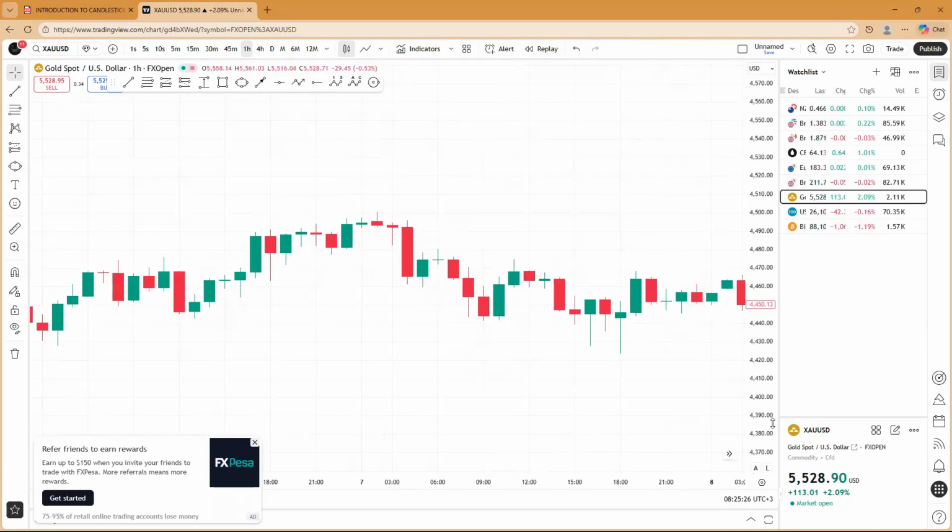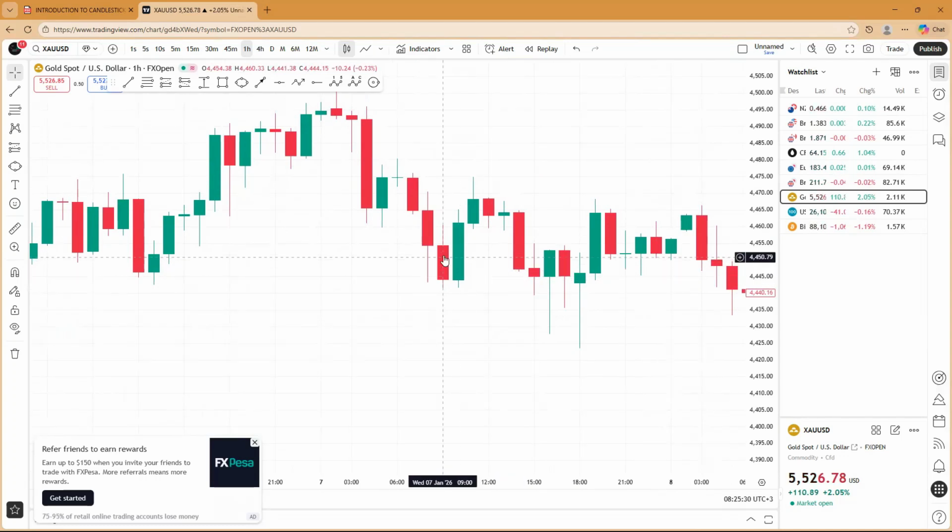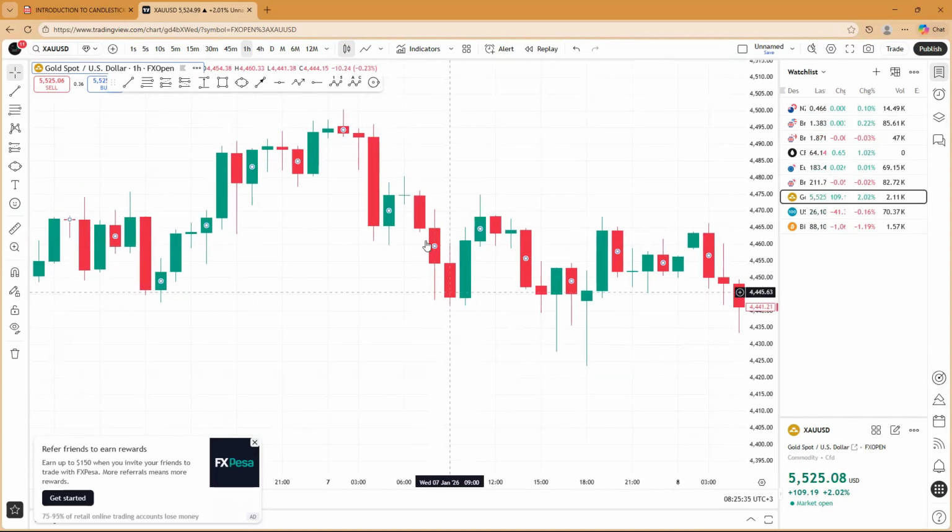So we have two types of candle, as we said in the recap. We have a green candle and a red candle. A red candle represents sellers. It has a body and two wicks. Here is the opening price at the top, and here is the closing price. Here is the opening price at the bottom, and here is the closing price. That's the difference.